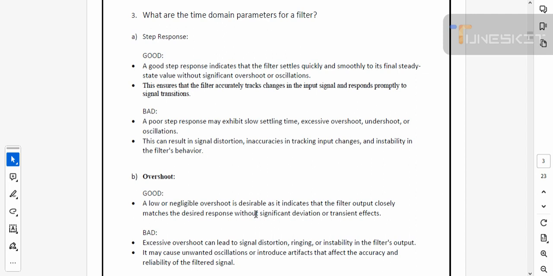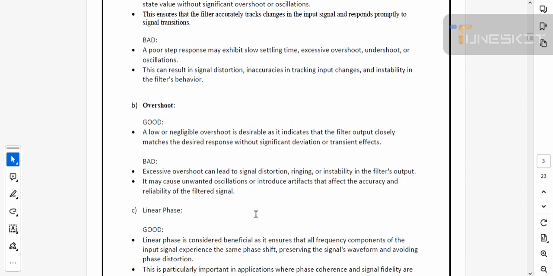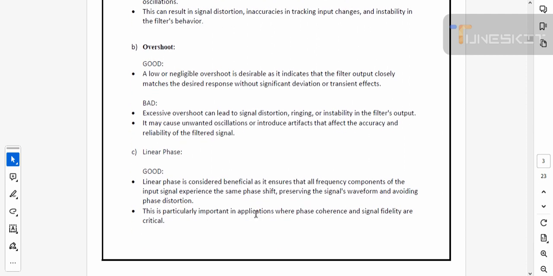A good step response indicates that the filter settles quickly and smoothly to its final steady state value without significant overshoot or oscillations. The second is overshoot. A low or negligible overshoot is desirable as it indicates that the filter output closely matches the desired response without significant deviation or transient effects.